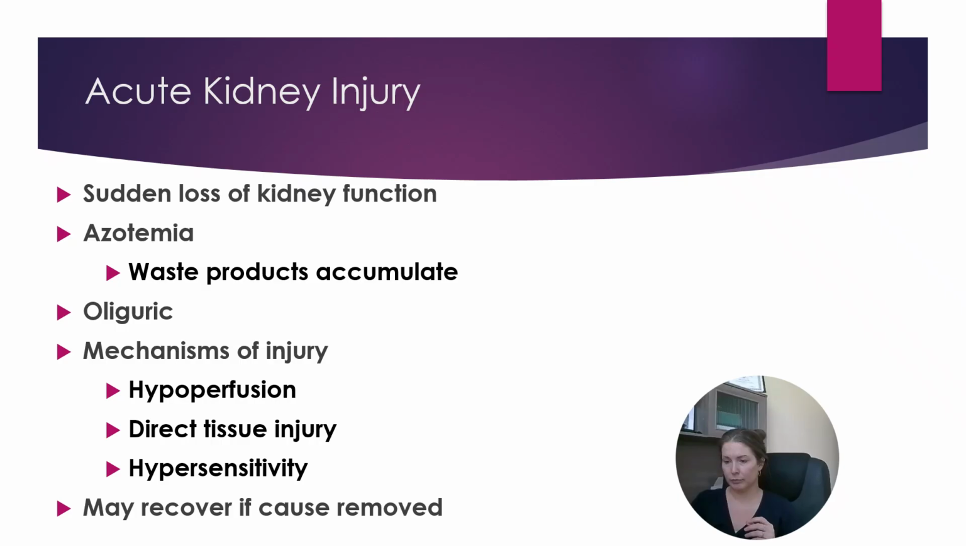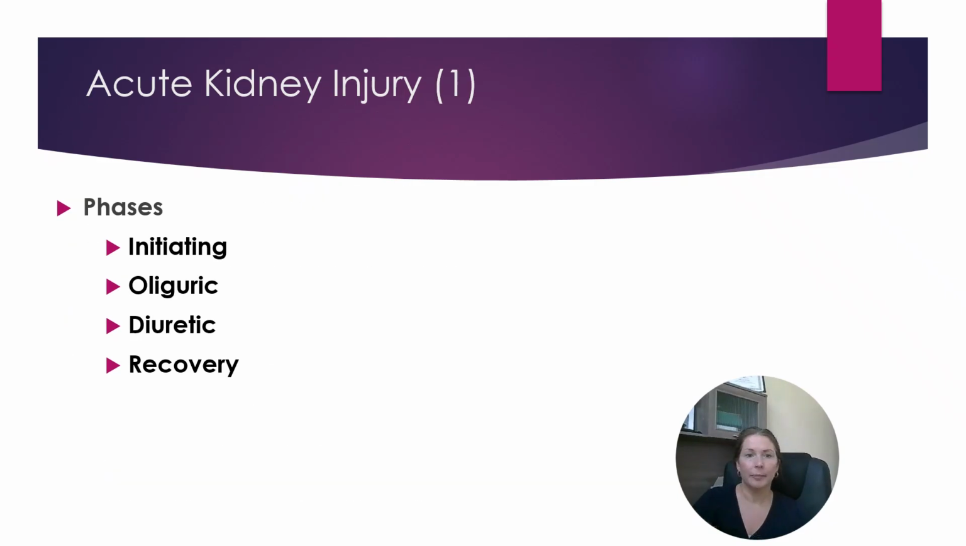Okay, this is usually reversible. Once you identify the cause, you can correct it, and then the kidney can bounce back. So with these patients, we always want to be monitoring their urine output, creatinine, and their electrolytes. Okay, so the phases of this, our initiating phase, so the time from the initial injury, can last hours or days, so early recognition is key to preventing permanent kidney damage. Most of it can be reversed.